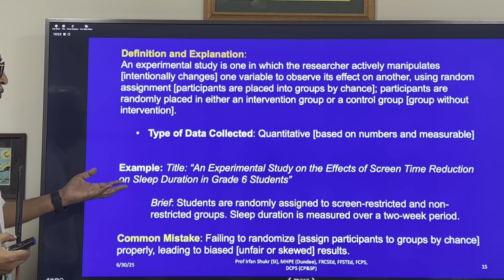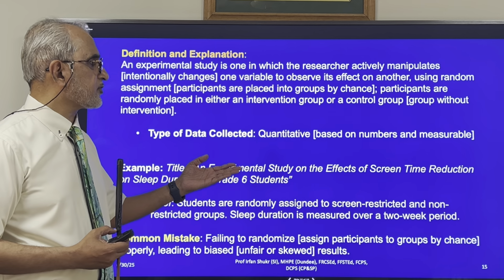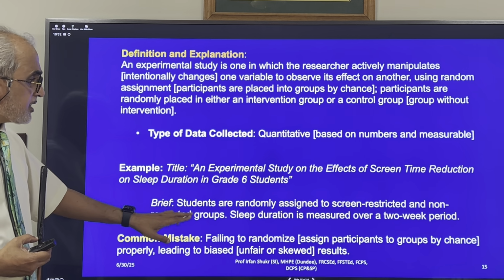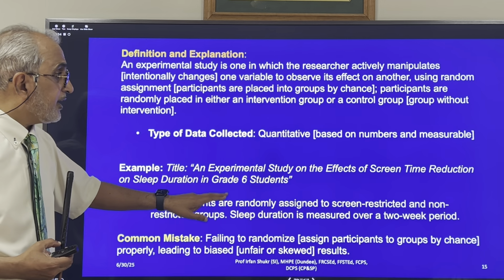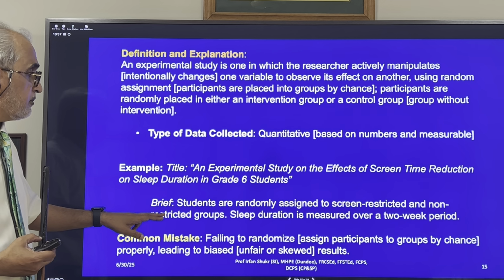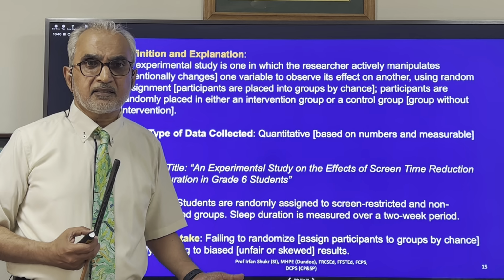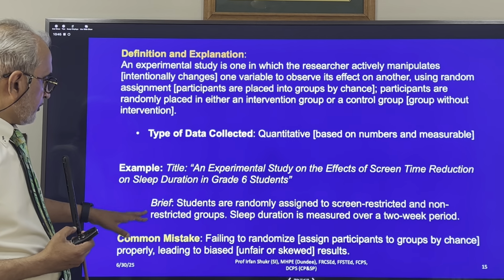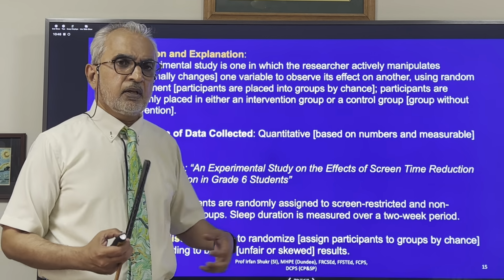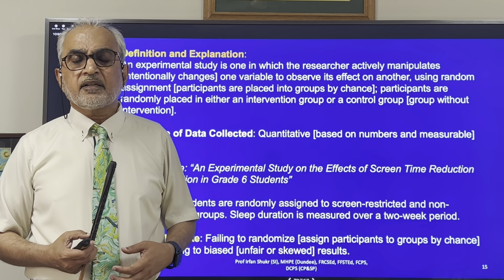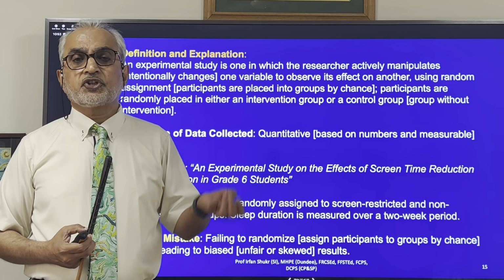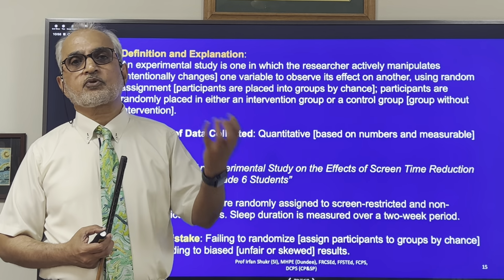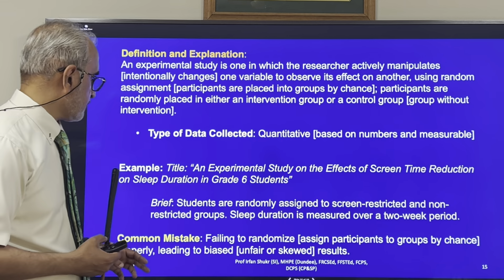Again, the example: it could be an experimental study on the effects of screen time reduction on sleep duration in grade 6 students. It means students are randomly assigned to a screen-restricted and a non-restricted group. They are not just picked up like that. They are picked up scientifically so that, in the population of students, that is the control and intervention group, we make a system by which during selection in a population, every participant who is going to be selected has an equal chance of selection.